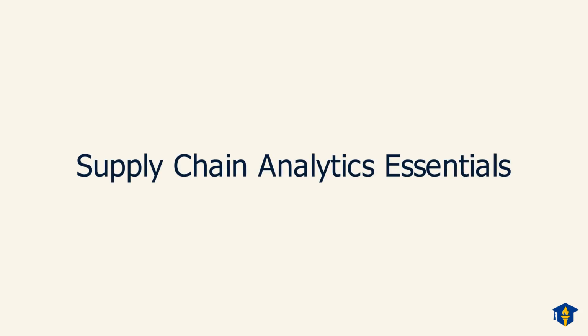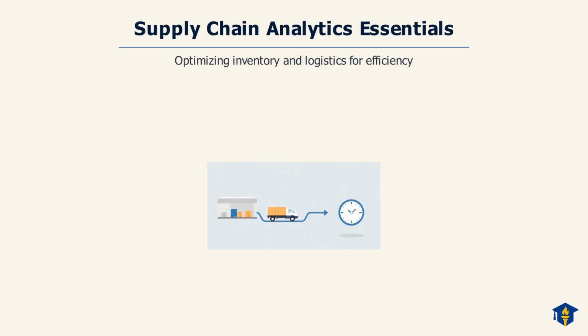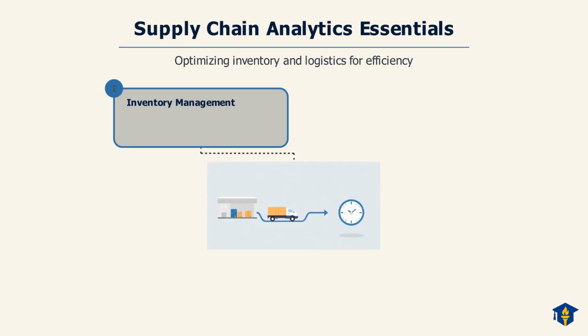Now, let's discuss the essentials of supply chain analytics for efficiency. We'll focus on how to optimize inventory and logistics to improve overall efficiency. Inventory management is crucial for controlling the flow of goods. It involves managing stock levels to meet customer demand and reduce expenses.